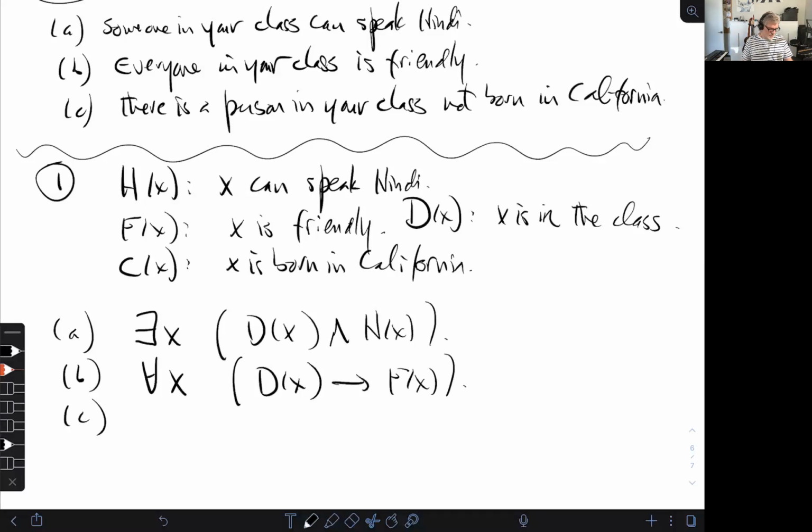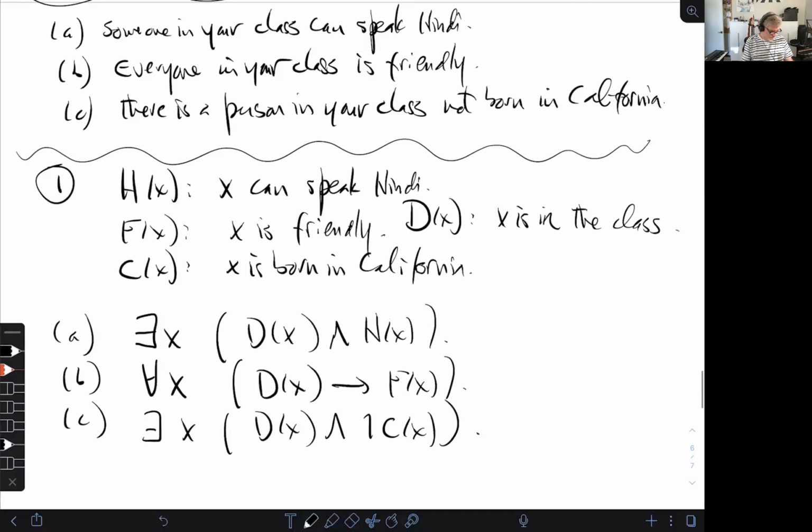Last one, there is a person in your class. This is actually the same as A. So there exists a person who is in your class and not born in California. So D of X and not born in California, like that. You see it's a bit trickier when the quantification is not over the whole domain, but this is how you do it. Hopefully this problem has a lot of good information. I like it. Any questions?